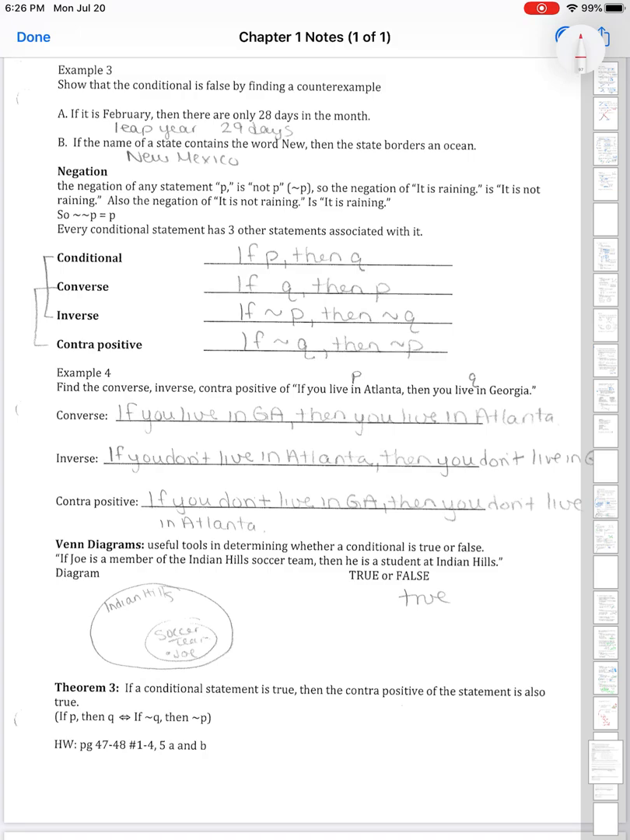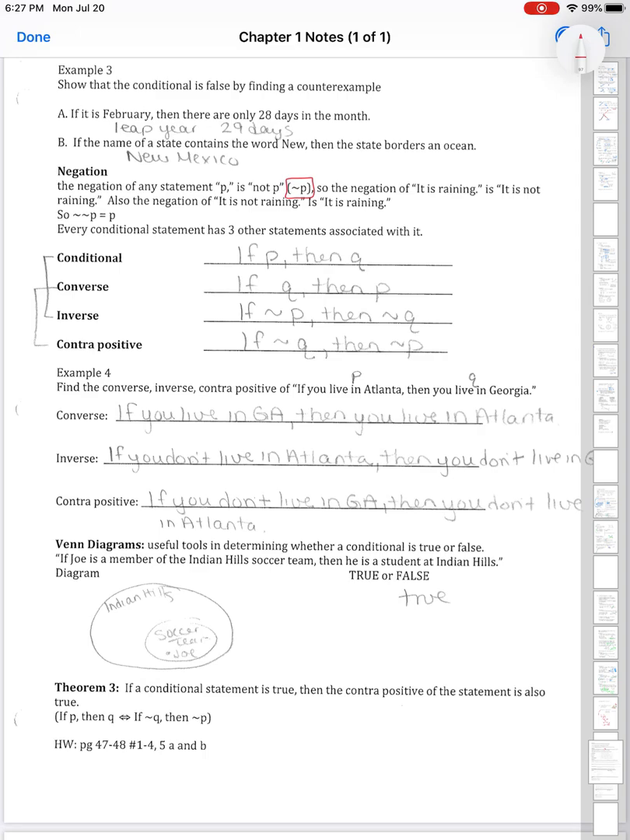So an instance could be for A, so it says show that the conditional is false by finding a counterexample. So if it is February, then there are 28 days in the month. Well, we also know February has leap years where there's only 29. So that is your one counterexample that would disprove this, and you would be able to say that this is a false statement. For B, if the name of a state contains the word new, then the state borders an ocean. Well, New Mexico doesn't. So again, it only takes one to show that this statement would therefore be false.